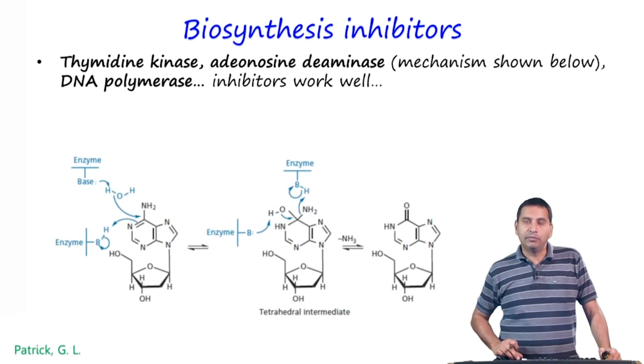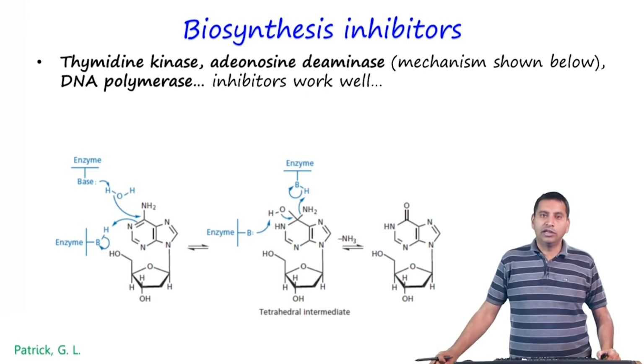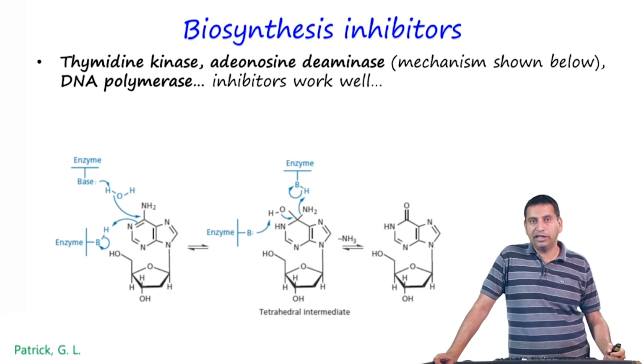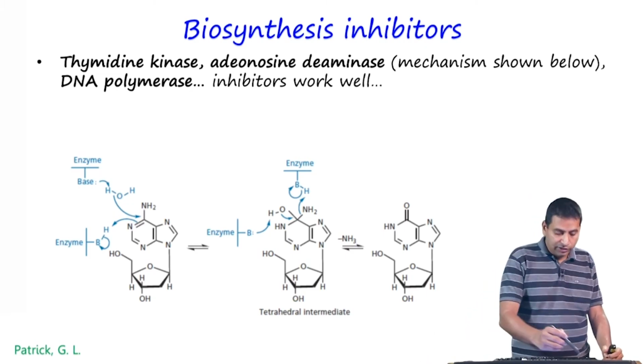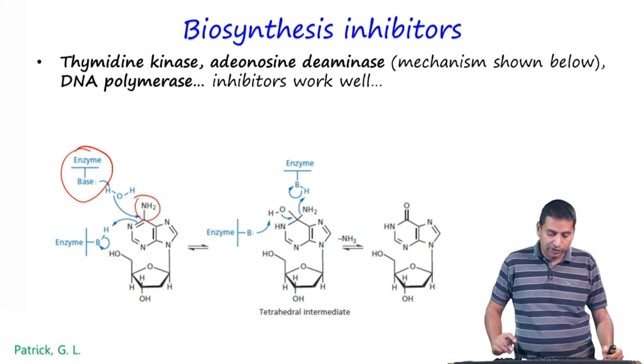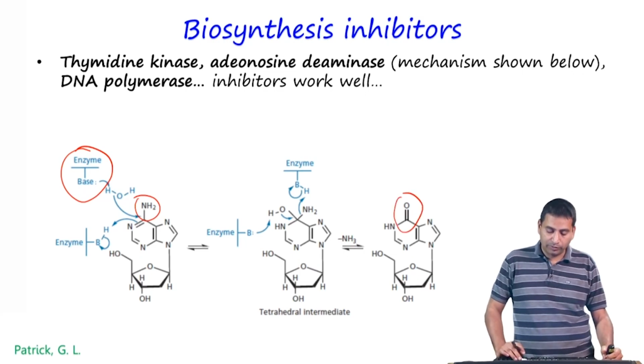The other major mechanism by which we can target cancers is to inhibit biosynthesis. We have already looked at these cases previously, so I will not spend much time, but one could think of inhibiting thymidine kinase, and here below is an example of adenosine deaminase, which is very important. Here the enzyme picks up H plus from a water molecule, activating it, which can then attack on this carbon here, and subsequent rearrangement kicks out ammonia, and gives you this amide over here.